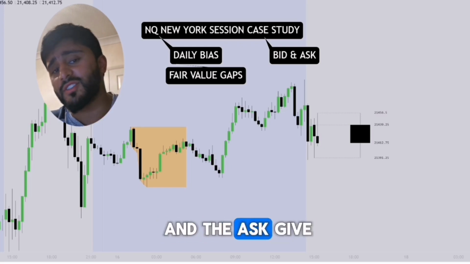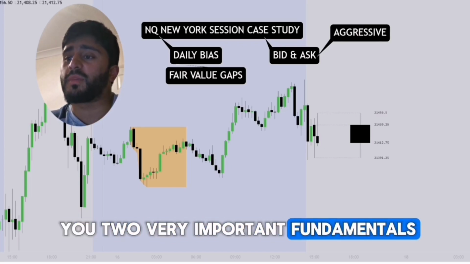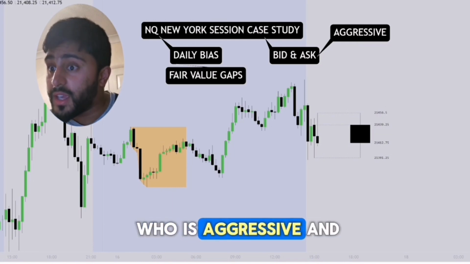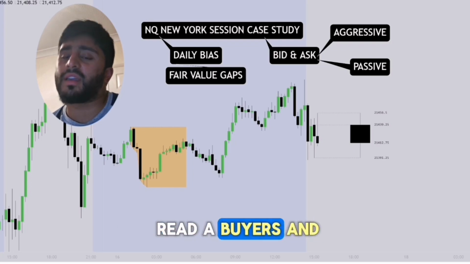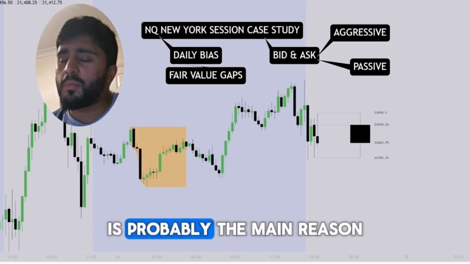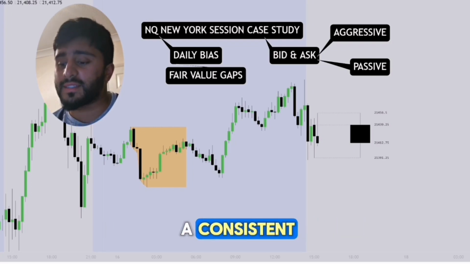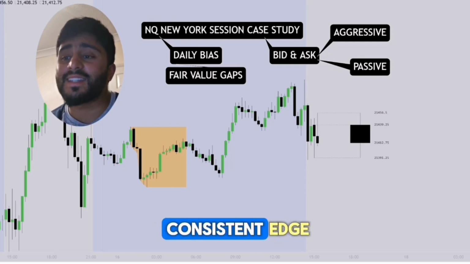So the bid and the ask give you two very important fundamentals, right? They give you who is aggressive and who is passive. So understanding how to read buyers and sellers at key levels is probably the main reason you're struggling to find a consistent strike rate and a consistent edge.